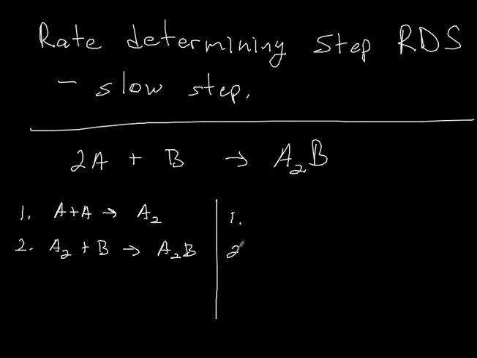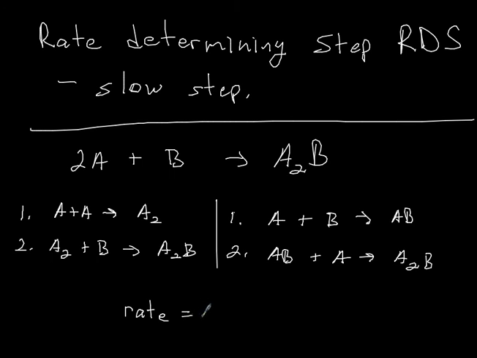And then we have another possibility where A plus B makes the intermediate particle AB, and then that intermediate particle AB collides with the other A to make A2B. Now, if I were to tell you that the rate expression for this reaction is equal to k times the concentration of A times the concentration of B, could you tell me which mechanism is the plausible mechanism that would occur with this reaction?